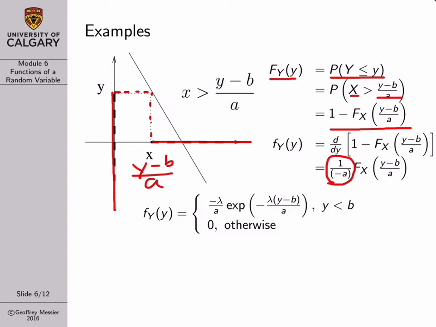And that's important because remember, PDFs always have to be positive. So if you multiply a PDF by a negative number, then somehow you've made a mistake somewhere. And so our expression for our final PDF is negative alpha over a, but that's fine because that negative is canceled by the negative value of a, times e to the exponent of minus alpha (y minus b) over a.